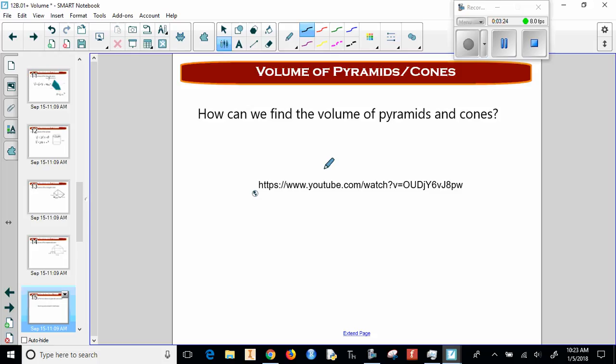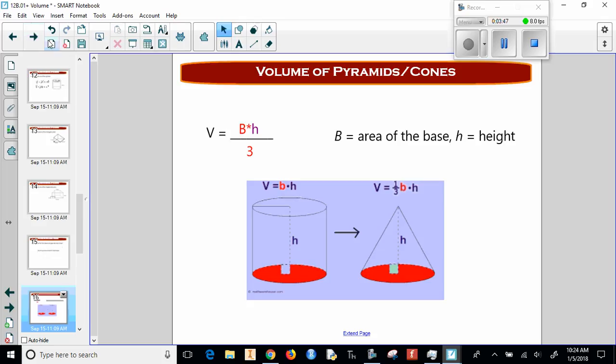How do we find the volume of pyramids and cones? Well, a prism and a pyramid have a relationship. And the relationship is that there are 3 pyramids in every prism. I'll post a video that explains this on Google Classroom as well. So the equation is you take the area of base times height and divide it by 3, and that's our pyramid.